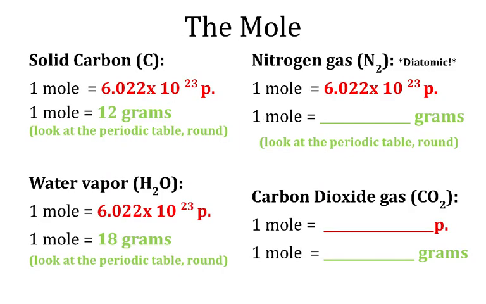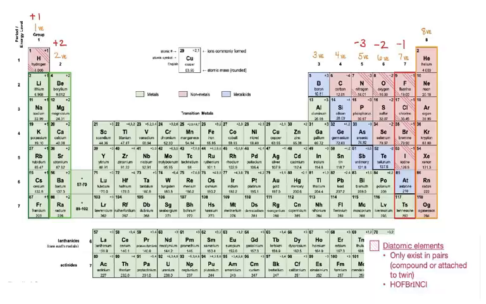So the mole, if we have solid carbon, carbon is an element that will exist on its own. It'll bond with other carbons, but that solid carbon has a chemical formula of just C, 1 carbon by itself, and 1 mole of carbon is going to be 6.022 times 10 to the 23rd particles of carbon, so individual carbons. That's our definition of a mole. But that molar mass, 1 mole is also equal to 12 grams. When we look at our periodic table, carbon has this 12.01 on the bottom, that atomic mass, which is how we can figure that out.